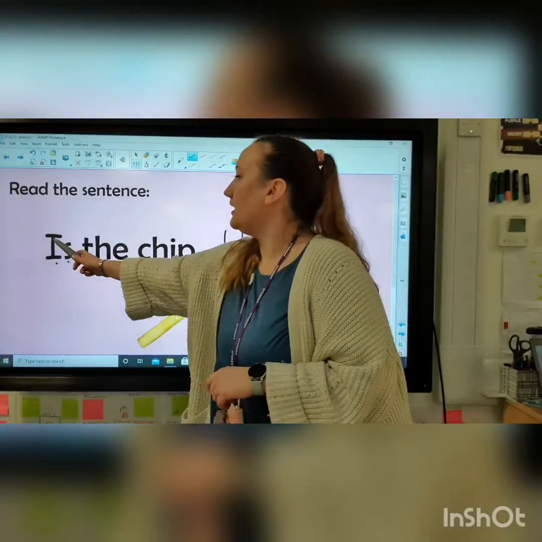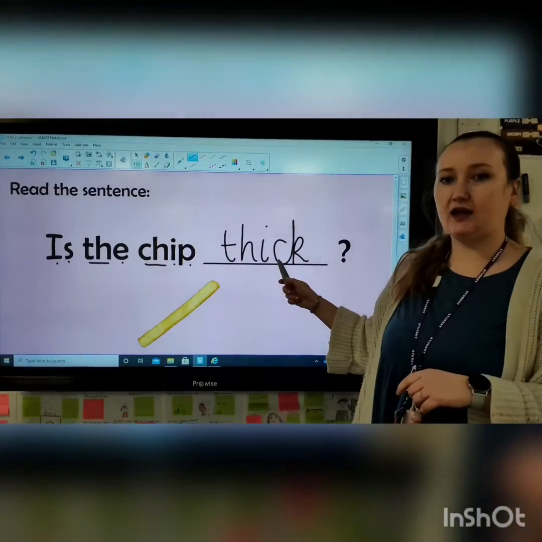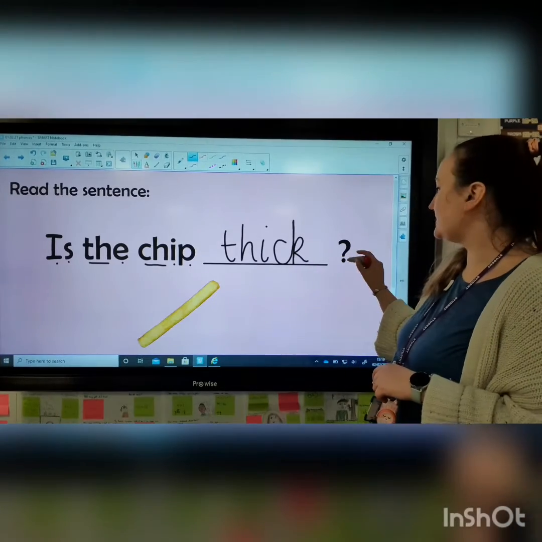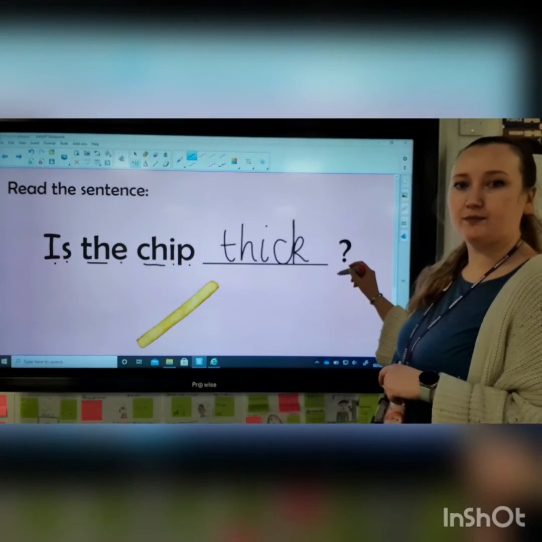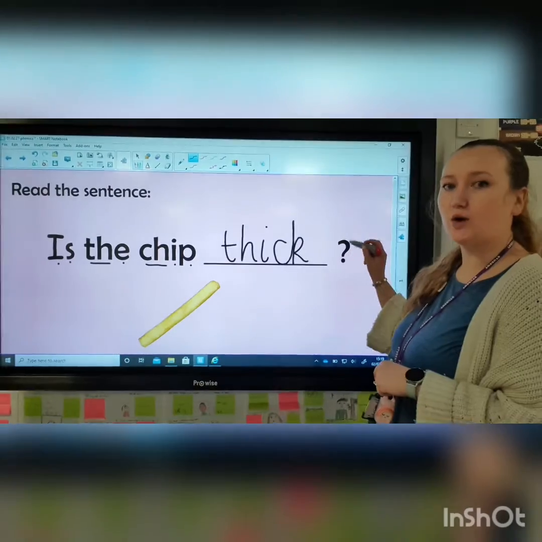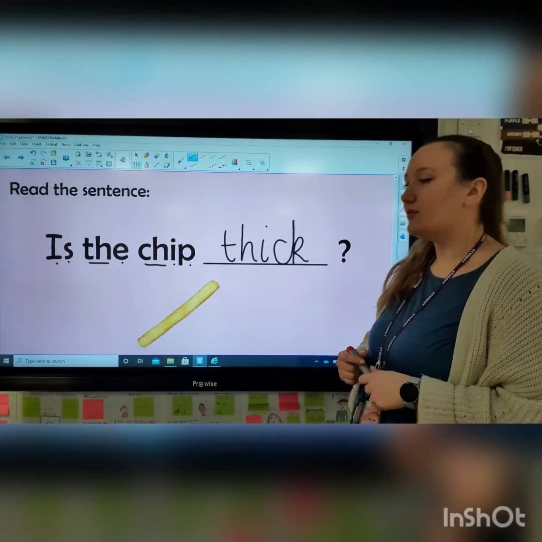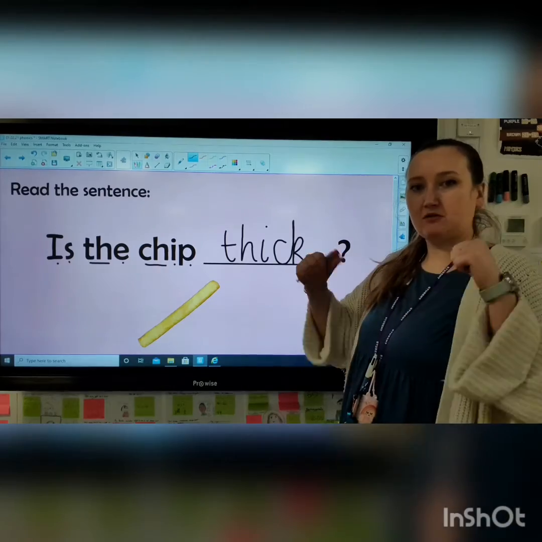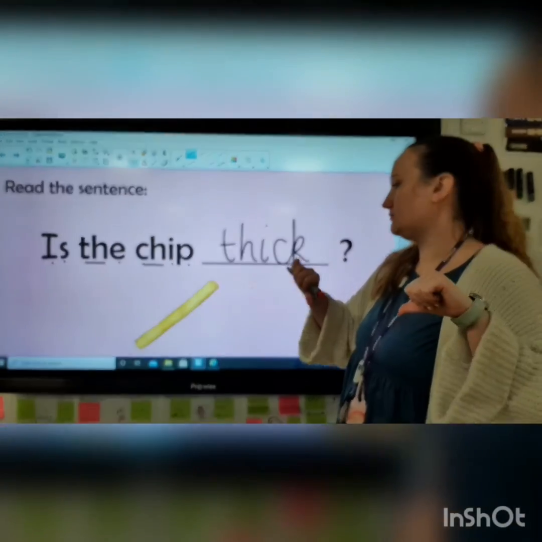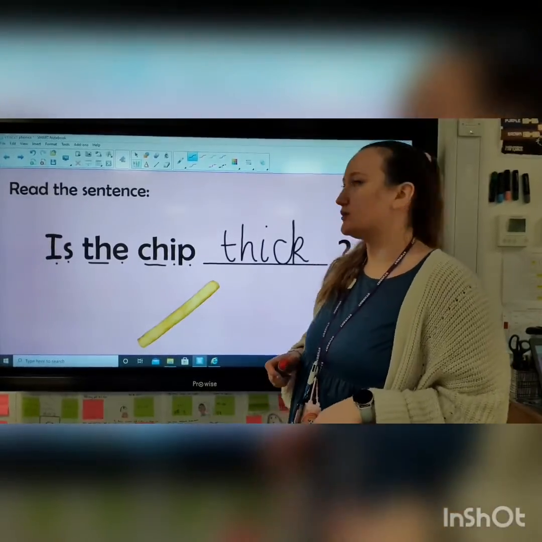Is the chip thick? Let's say it all together. Is the chip thick? And because it's a question, what is this at the end? Is it a full stop? No, it's a question mark, isn't it? And let's answer the question. Is this chip thick? Yes or no? I think no. I think that's a thin chip. It's more like a French fry, isn't it?